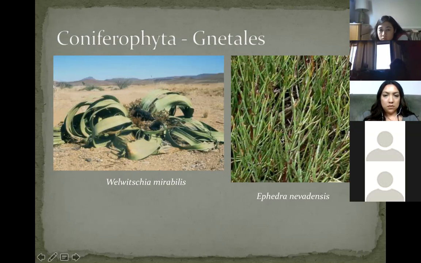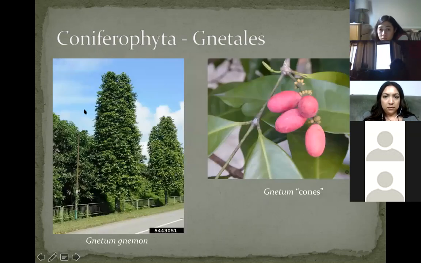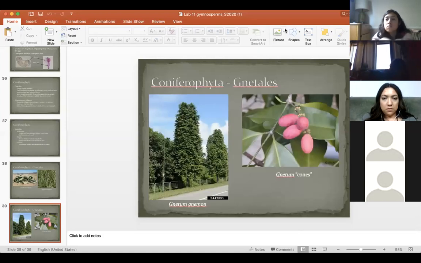And then over here we have Ephedra nevadensis. Again, they kind of look like horsetails to me, but yeah, that's Ephedra with their really cool branching. And then this one is Gnetum. So like I said, it really does look like an angiosperm. Even their cones look like actual fruits, but these are essentially their cones. Again, they're not true fruit because they are within the gymnosperms, so no fruit just yet until we get into the angiosperms. But yeah, that's everything for this lecture.